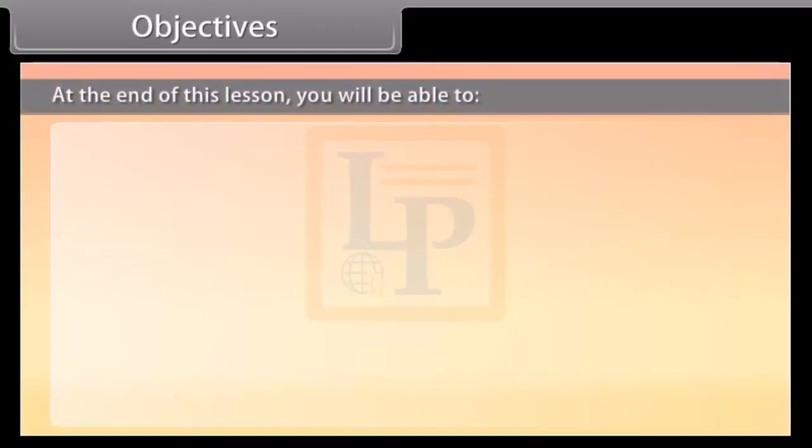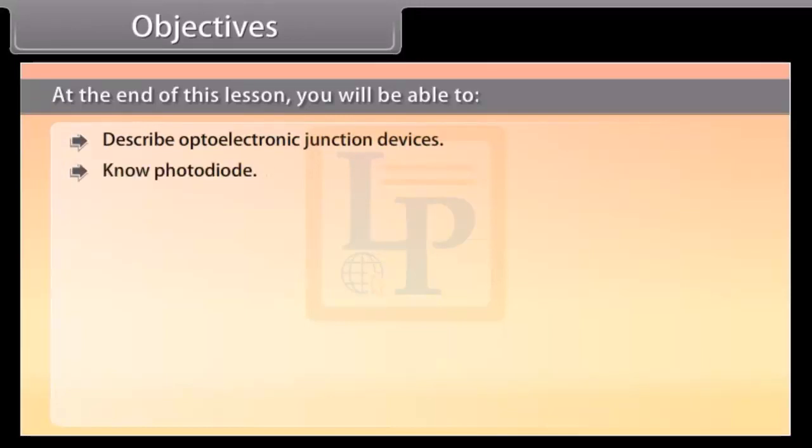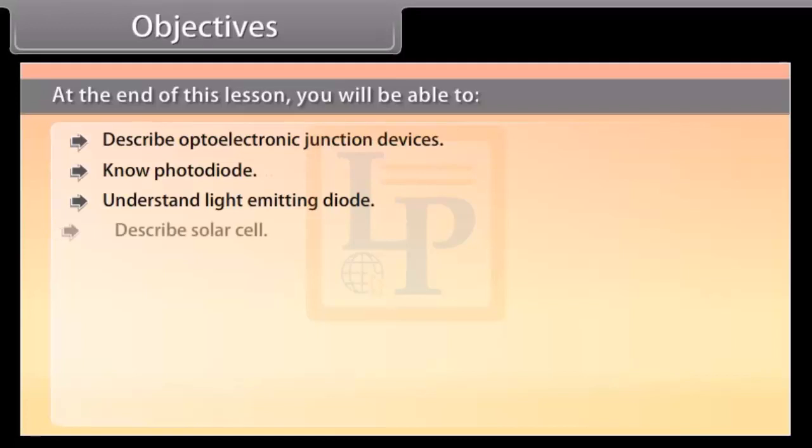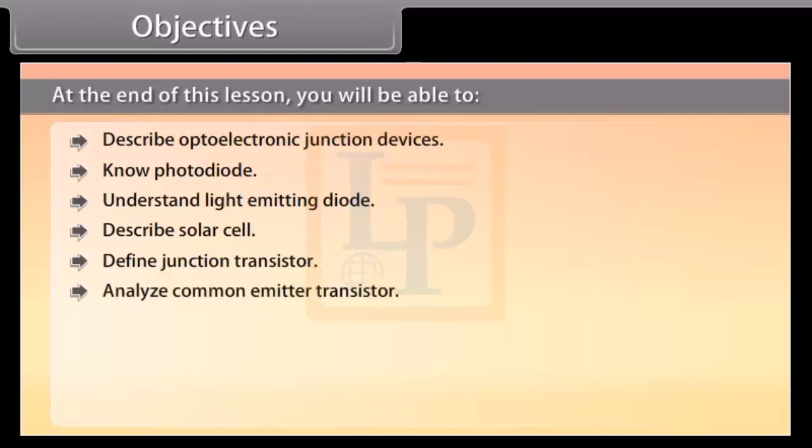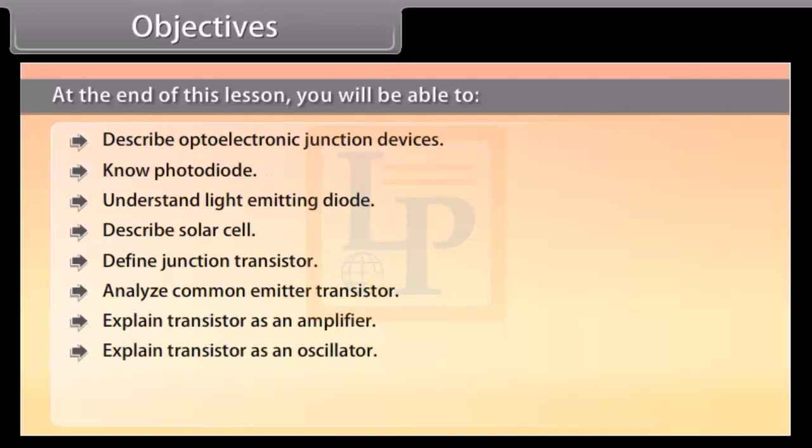Objectives. At the end of this lesson, you will be able to describe optoelectronic junction devices, know the photodiode, understand the light-emitting diode, describe the solar cell, define the junction transistor, analyze the common emitter transistor, explain the transistor as an amplifier, explain the transistor as an oscillator, describe logic gates, and define integrated circuits.